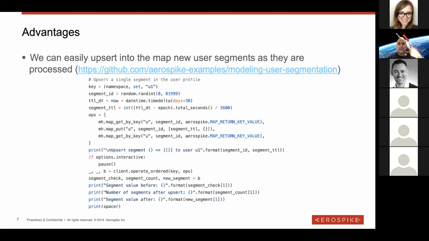So this example lives in GitHub under Aerospike examples. Modeling user segmentation is the repo that I created, and it's associated with that blog post as well. So I'm going to use Python, both because it's concise and because I like writing it better than Java. You guys can convert it to whatever language of your choice. So let's look at this. We're creating an example segment.